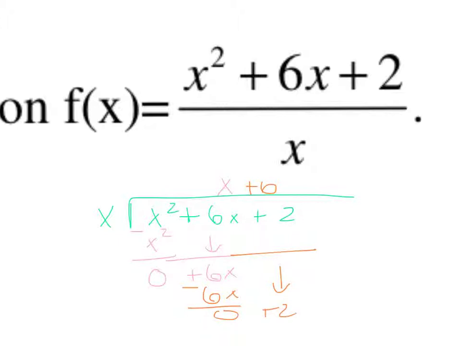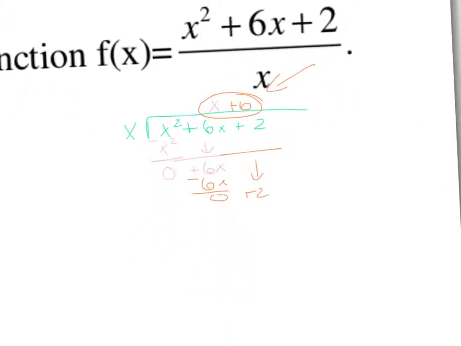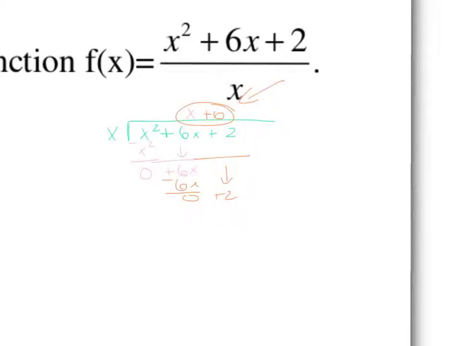I'm not interested in the remainder. I don't care about it. All I'm interested in is this portion. That's my slant asymptote, and that's what I'm about to graph. So y equals x plus 6 is an asymptote that's slant. So let's call it SA, slant asymptote.